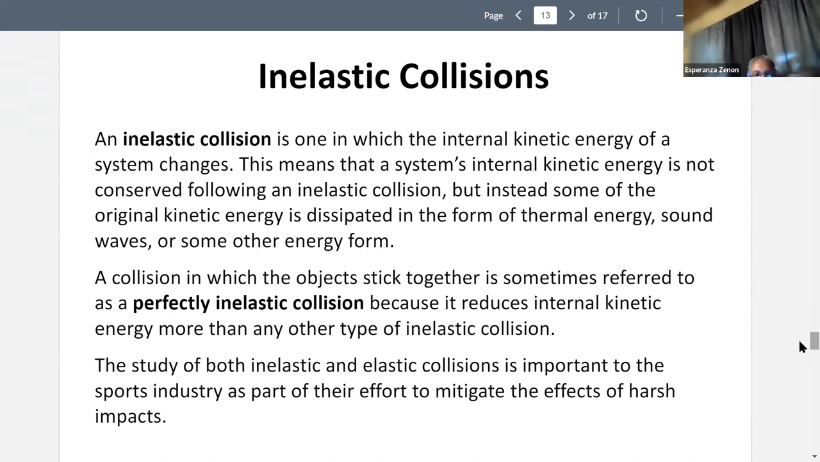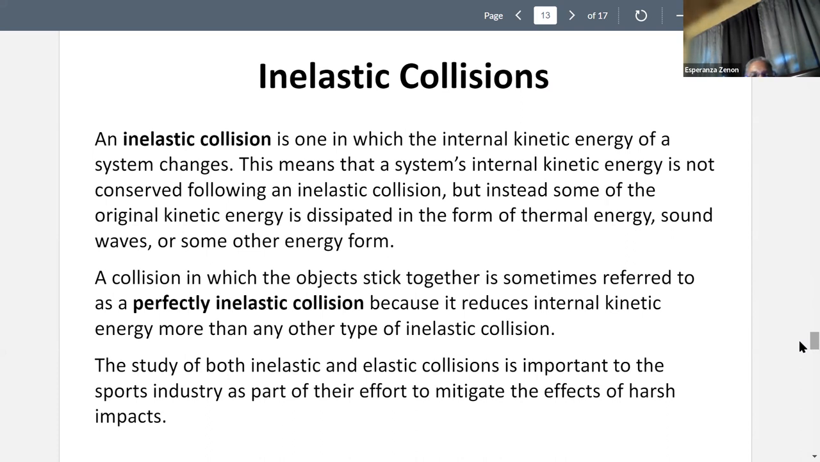Okay. And so if you think about the word elastic versus inelastic, you think of elastic as being kind of stretchy and inelastic as not being stretchy. But what this is telling us is the difference in the behavior of the objects after the collision. Okay. So in the definition for an inelastic collision, momentum is still conserved. It doesn't matter what type of collision, momentum is conserved. But for an inelastic collision, kinetic energy is not conserved.